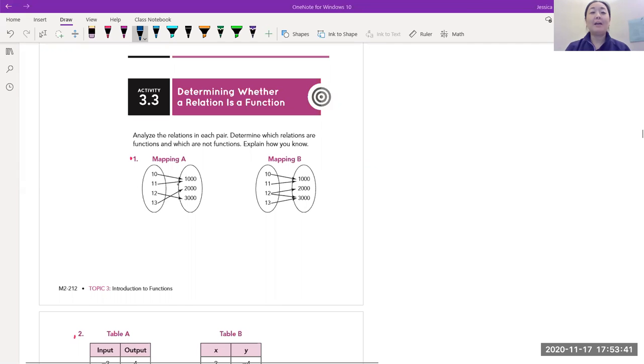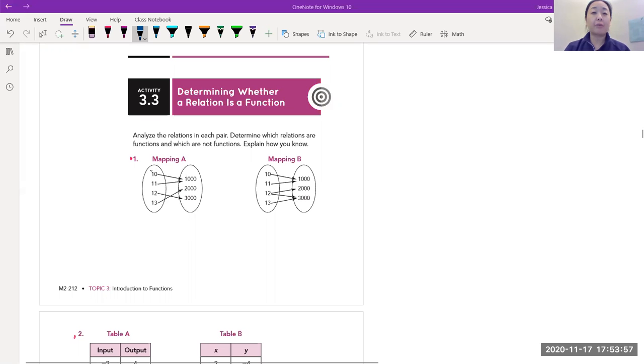All right, so here we go. We're on 212 right now, and we're determining whether a relation is a function or not. Remember we talked about that yesterday, and if you were not here yesterday, then go take a look at that video. All right, and so here we have a mapping.